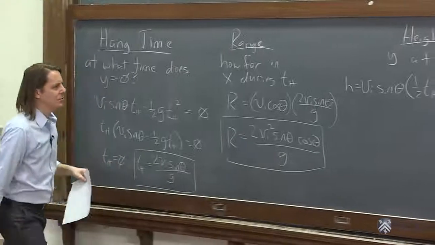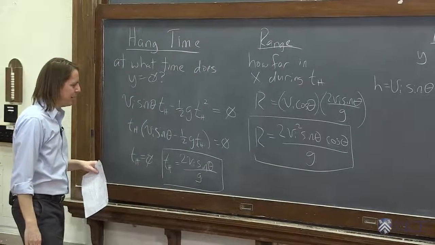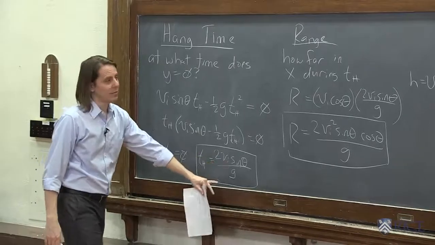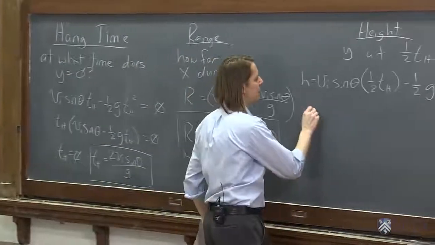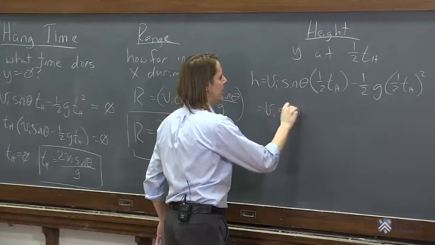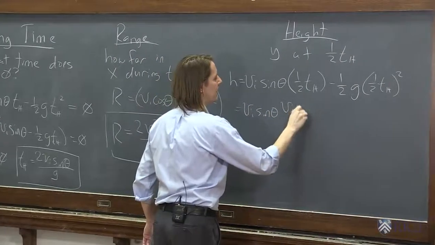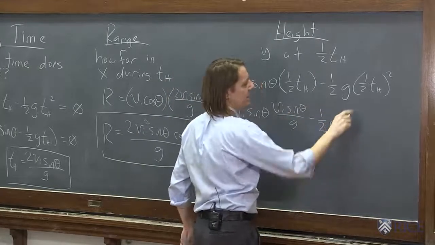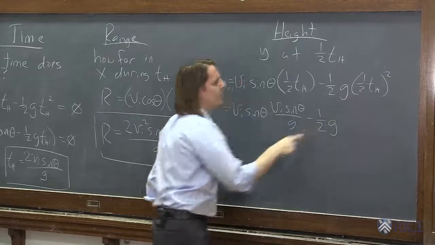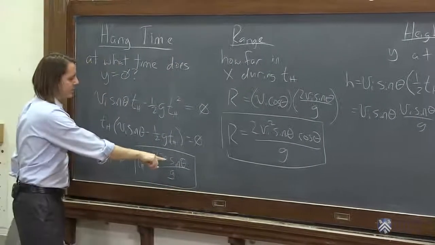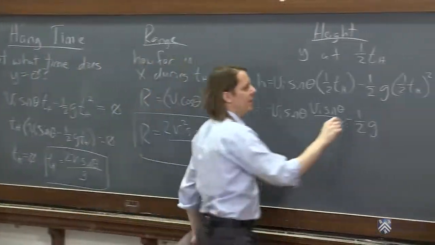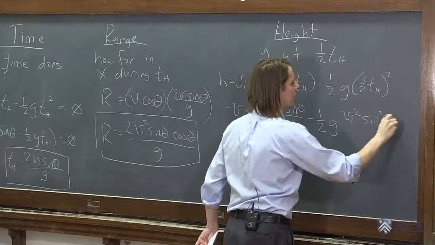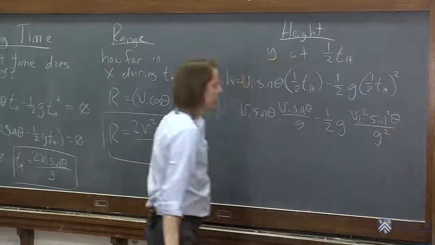So let's start plugging in. There's a little bit of algebra involved, but there's nothing wrong with that. 1/2 th just takes that 2 away, right? So it's vi sine theta over g. So let's plug in vi sine theta times vi sine theta over g minus 1/2 g. And here we're just going to have this thing squared, vi squared sine squared theta over g squared.